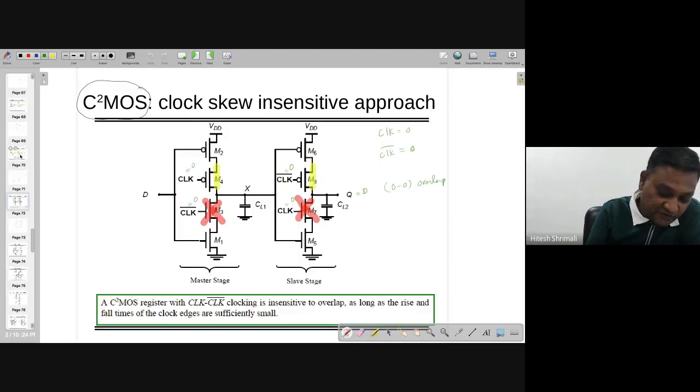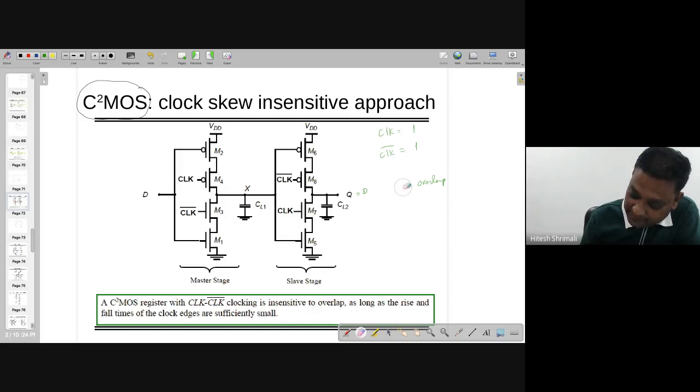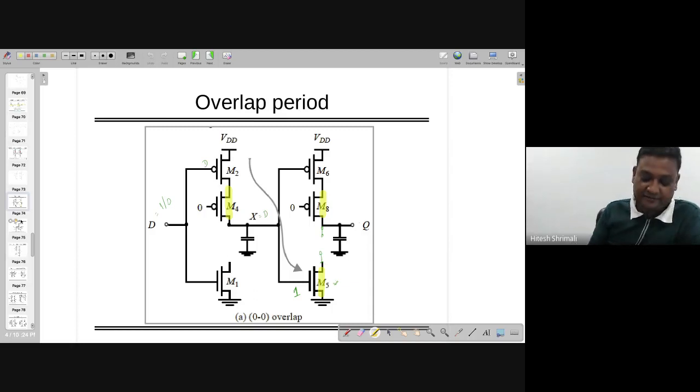Let's look at the situation when both are 1. If both are 1, that situation is known as 1 1 overlap. Clock equal to 1, clock bar equal to 1. In that case, we are going to have these two transistors on, M3 and M7, whereas M4 and M8 are off. Removing these two transistors, we can have such a diagram. Sorry, this is 0 0.